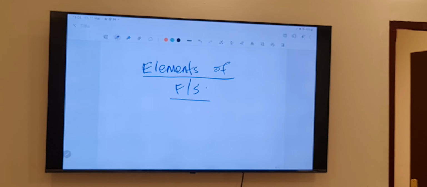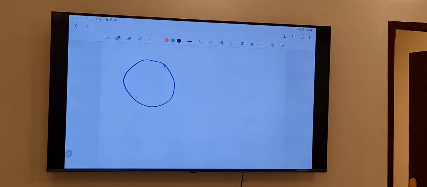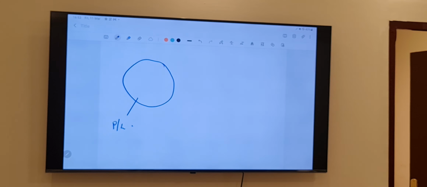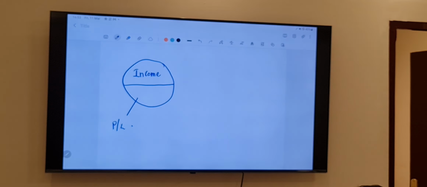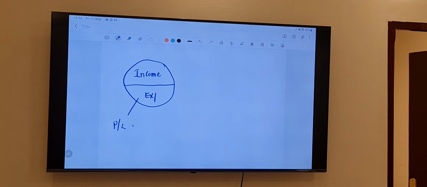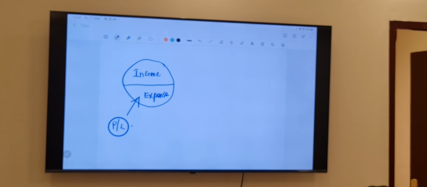Okay, anyway, elements of financial statements. Now we said that we have the profit and loss account. That's one component. This component has 2 elements. One is income. What do you think the second element is? Expense. So one of the components is the profit and loss account, and that component has 2 elements. One is income, the other one is expense.